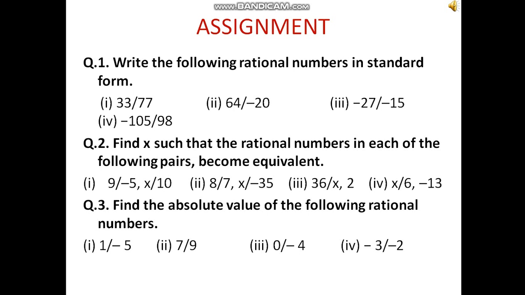Now it's assignment time. Here are some questions for you as an assignment to check your knowledge about today's topic. In the first question, you have to write the rational numbers in standard form. Second question, first find the value of x. Then you have to find whether both the rational numbers are equivalent. In question number 3, you have to write the absolute value of the given rational numbers.